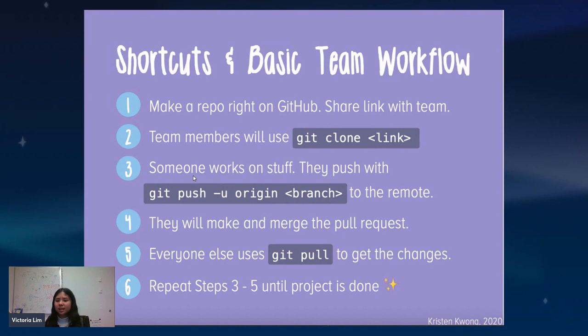Once you've done that, you'll work in your terminal, and you'll work on your stuff in Visual Studio Code. Then once you're all ready, you will push with that command on your screen right now to the remote branch, and then you will make and merge your pull request, and everyone else uses git pull to get the changes that have been made. Essentially, you just cycle through steps 3 and 5 until your project is all done and you're all good to go.